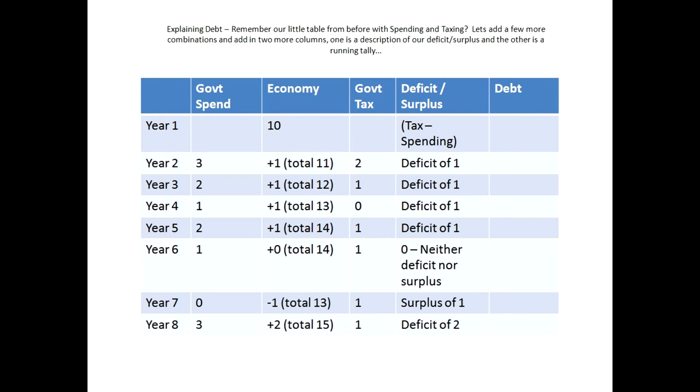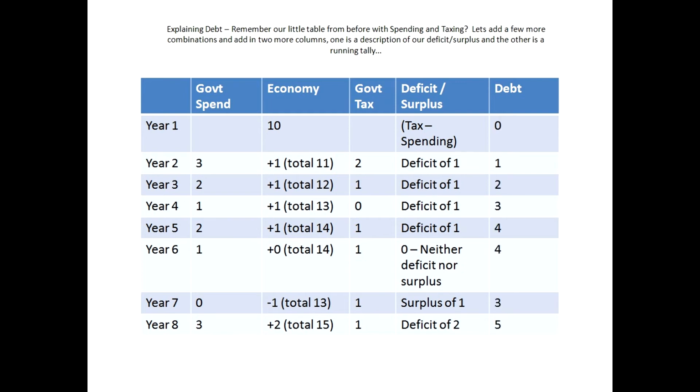So just running quickly down through the deficit column, you see for the first 5 years from our first example, we had a deficit of 1 each of those years. In year 6, we spend and tax the same, and so we have a balanced budget. It's neither a deficit nor a surplus. In year 7, we're doing 0 government spending, but we're taxing 1, which means we get a surplus in that year. And in year 8, we're spending 3, taxing 1 to give us a deficit of 2.